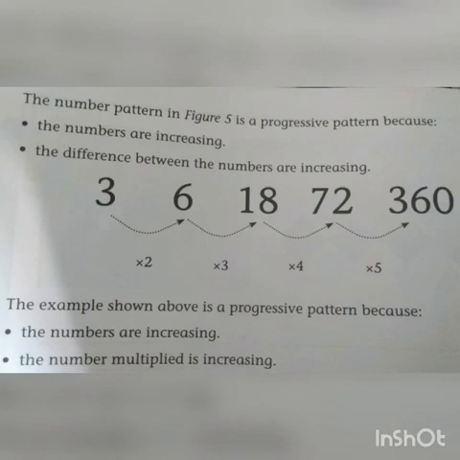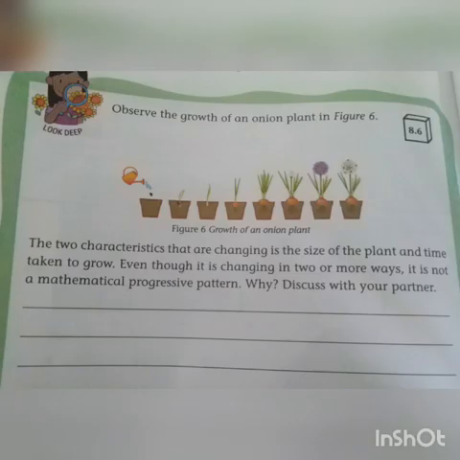Here the numbers are increasing. The differences between the numbers are also increasing. From 3 to 6, it was multiplied by 2. 3 twos are 6. From 6, it goes to the third step by multiplying with 3. 6 threes are 18. In the fourth step, it is multiplied by 4. 18 fours are 72. And in the fifth step, it is multiplied by 5. Then 72 times 5 is 360. So in each step, it increases using the step number itself. Therefore, the numbers are increasing and the number multiplied is also increasing.